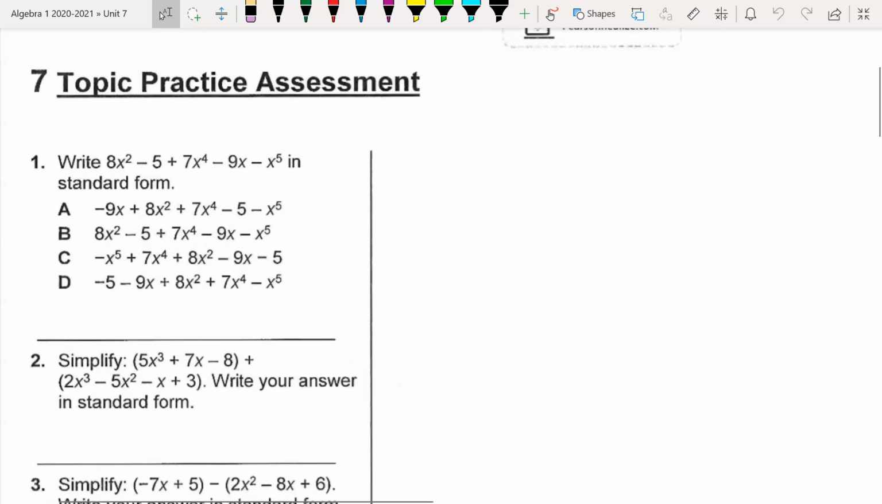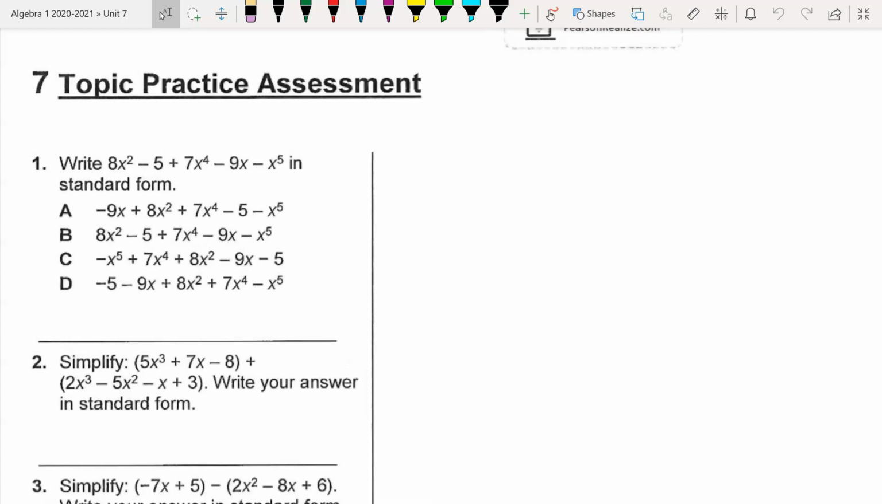Number 1 says write 8x to the second power minus 5 plus 7x to the fourth minus 9x minus x to the fifth in standard form. So you have to know what standard form means. Standard form means you start with the highest exponent and you work your way down. 5 is our highest exponent, so we should start with negative x to the fifth. If you look at your options, there's only one that starts with negative x to the fifth, so it has to be C.